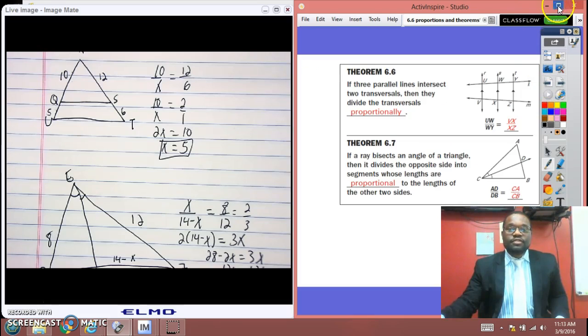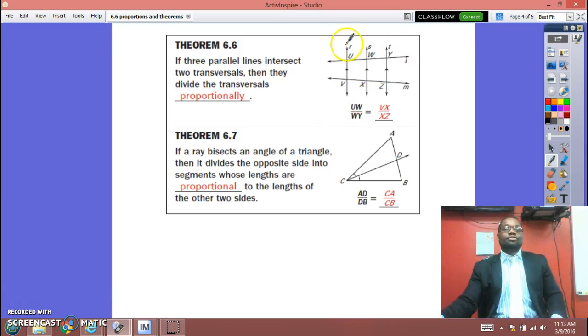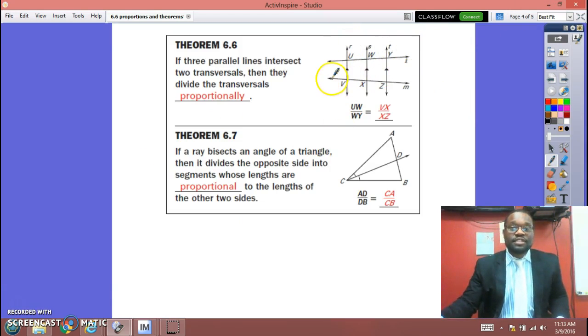Now, another set of theorems is when you got three parallel lines cut by two different transversals. What happens here is that their segments are also proportional. For example, the segments of the transversal UW over WY equals VX over XZ.